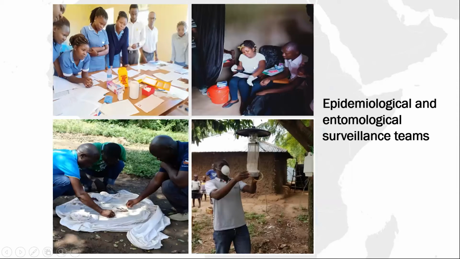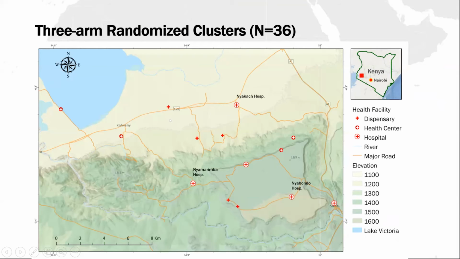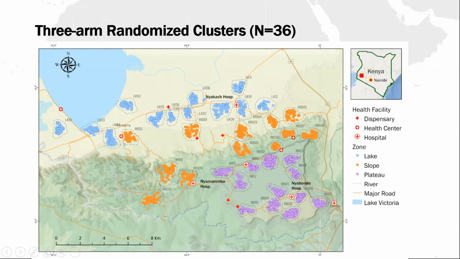And this is just part of our epidemiological and entomological surveillance teams, whereby we have the health facilities, the community health volunteers, and the field assistants doing the PSC, as well as CDC light trap collection of mosquitoes. In our study site, which we randomized into 36 clusters, we have 12 clusters per zone. As you can see, we have the lake zone with 12 clusters, 12 clusters in the slope and 12 clusters in the plateau.